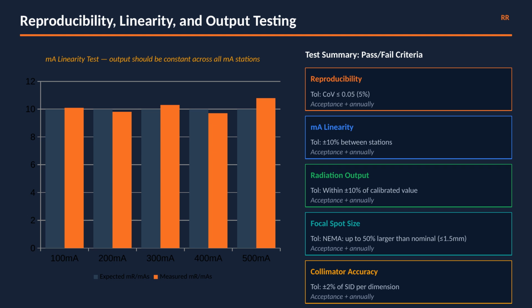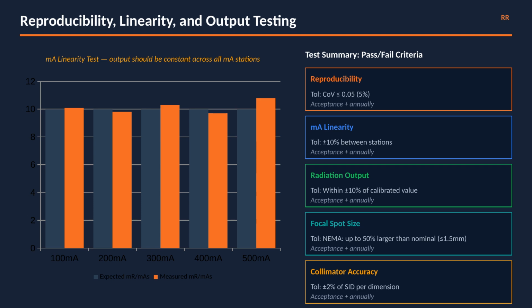Reproducibility. Same technique settings, multiple exposures. mAs output should vary by less than 5%, a coefficient of variation of 0.05 or less. Poor reproducibility means inconsistent image quality and unpredictable patient dose. mA linearity. Output in milliroentgens per mAs must stay within plus or minus 10% between all mA stations. Tests that dose scales predictably as mA changes.